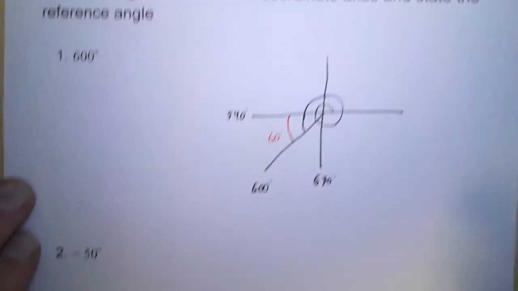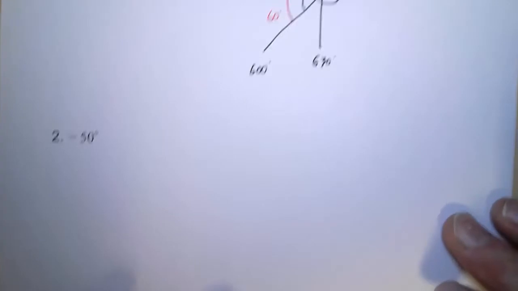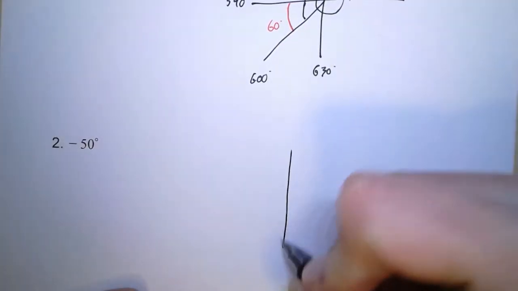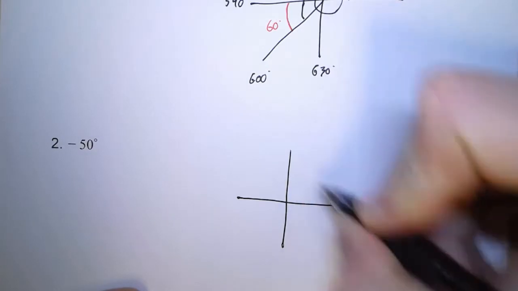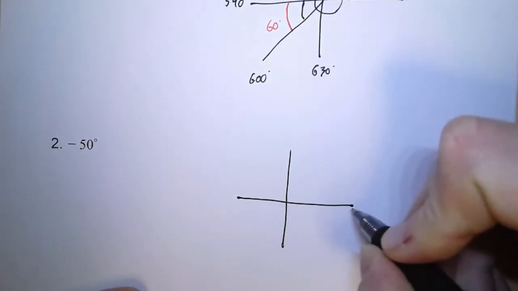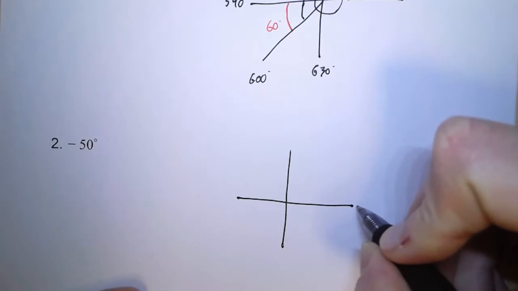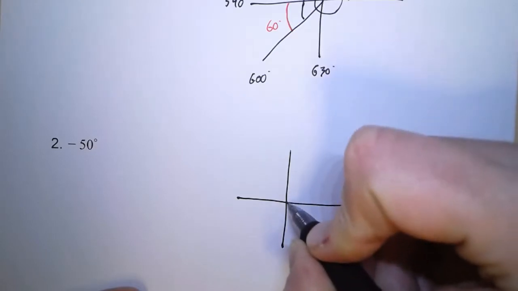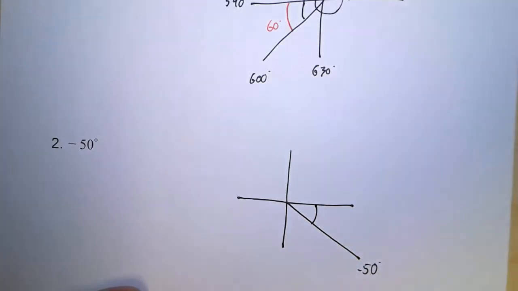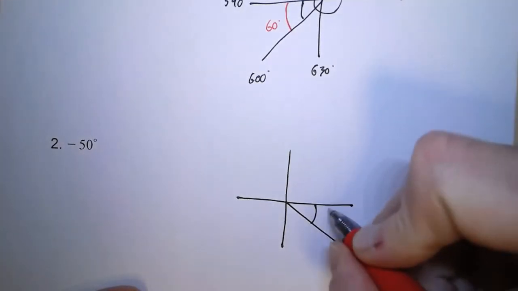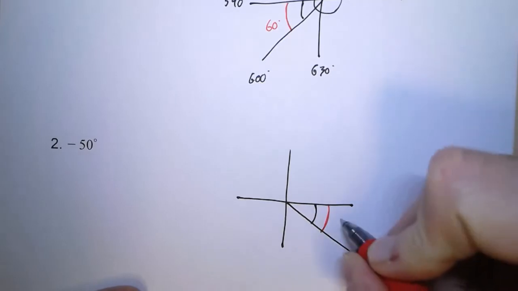So for the next one, we're given negative 50 degrees. Now a positive angle would rotate up, but a negative angle rotates down. And so 50 degrees, well this is 0 and this is negative 90, so negative 50 is right here. And so this one's actually pretty convenient because the reference angle is just this itself.